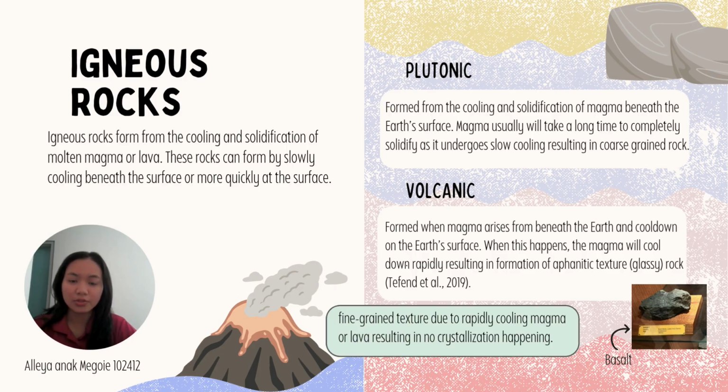Next is volcanic igneous rock. It is formed when magma rises from below the earth and cools down on its surface. During this process, the magma cools down rapidly, resulting in the formation of aphanitic texture, or what we call glassy-looking rock. An example of volcanic igneous rock is basalt. Basalt has a fine-grained texture due to the rapidly cooling magma or lava, resulting in no crystallization.